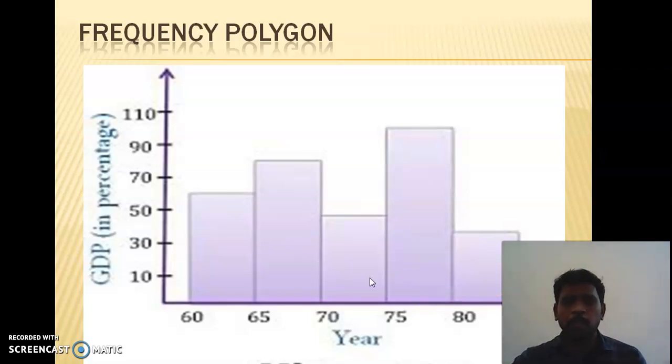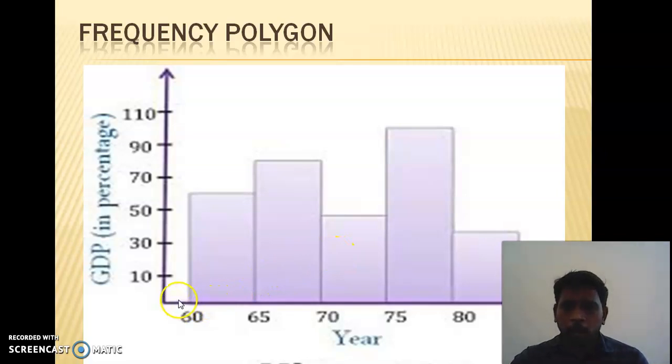So how can we draw the frequency polygon? Now I am going to draw the frequency polygon for this histogram. The procedure is, listen here: what is the class interval of the first bar? 60 to 65. The second bar, 65 to 70. That is the respective class interval of the second bar. And what is the class interval of the third bar? 70 to 75. And the fourth bar? 75 to 80. And the last bar? 80 to 85. Right? Everything is class intervals only. That's why it is called a histogram.